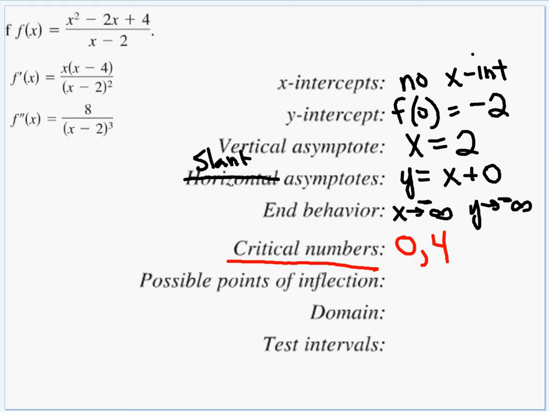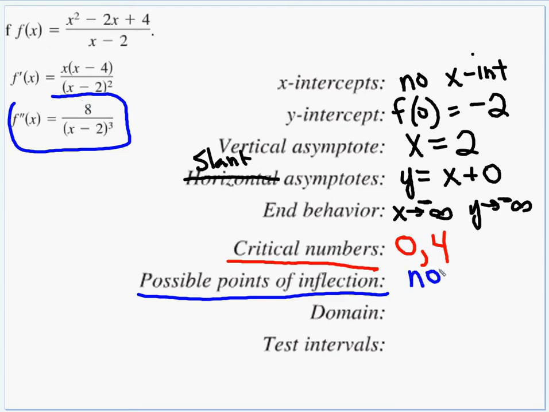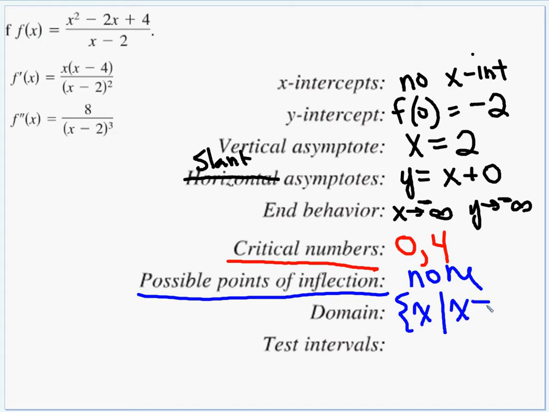Possible points of inflection come from the second derivative right here. So if I set the numerator equal to 0, I just get 8 equals 0, and there is no place to even put an x in there. So point of inflection, none. The domain, remember to look for radicals and division by 0. There are no radicals, so we've just got to exclude x equals 2. The set of all x such that x does not equal 2.